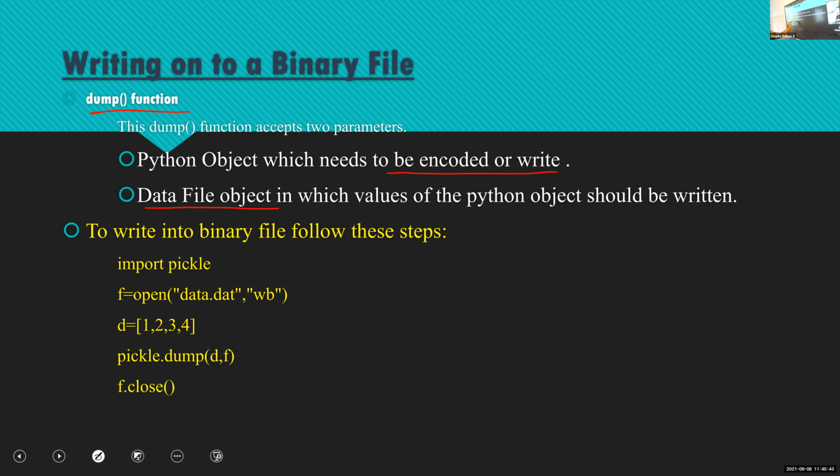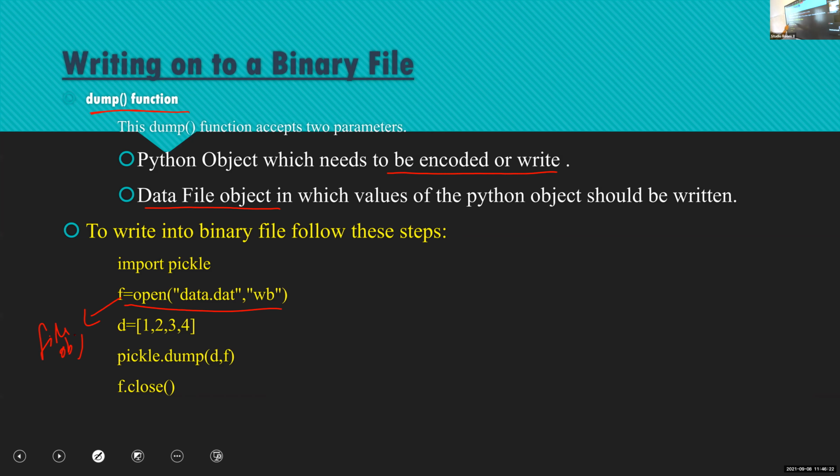To write into a binary file, the first step is the import statement: import pickle. After that, open the file. f is equal to open data.dat wb. Here, which is the file object? f. f is the file object.